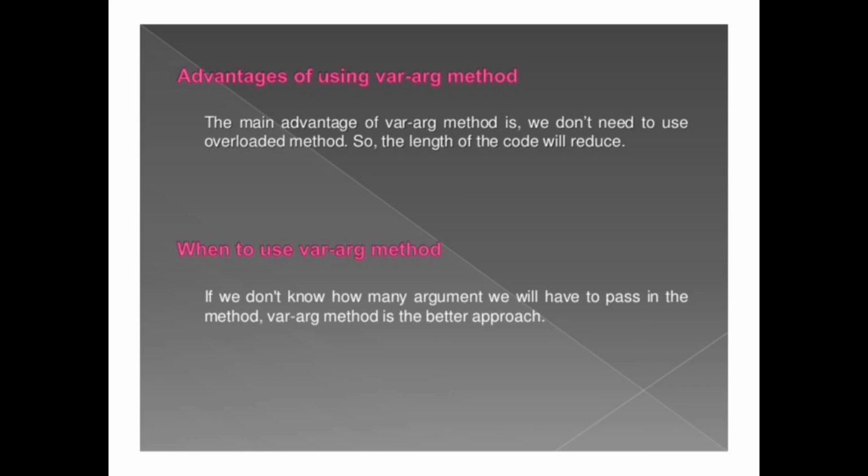Advantages of using variable argument methods. The main advantage of a variable argument method is that we do not need to use overloaded methods, so the length of the code will be reduced. When to use the variable argument method? If we do not know how many arguments will have to be passed to the method, the variable argument is the better approach.